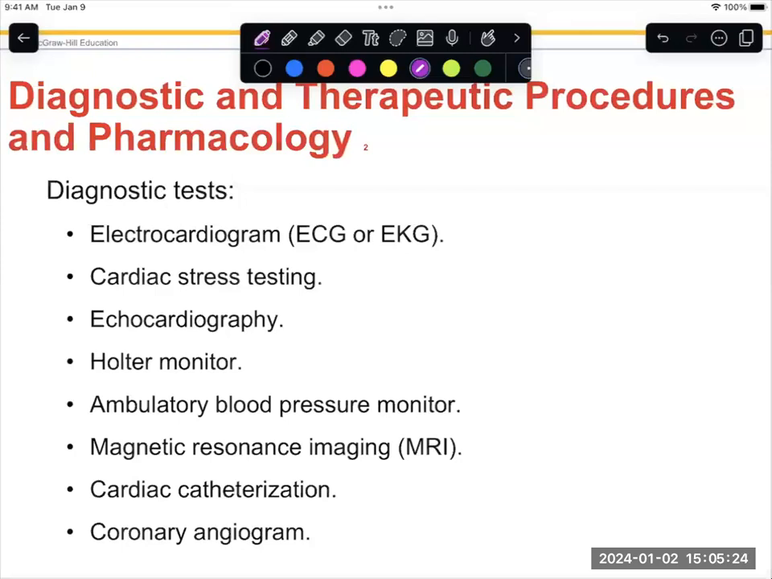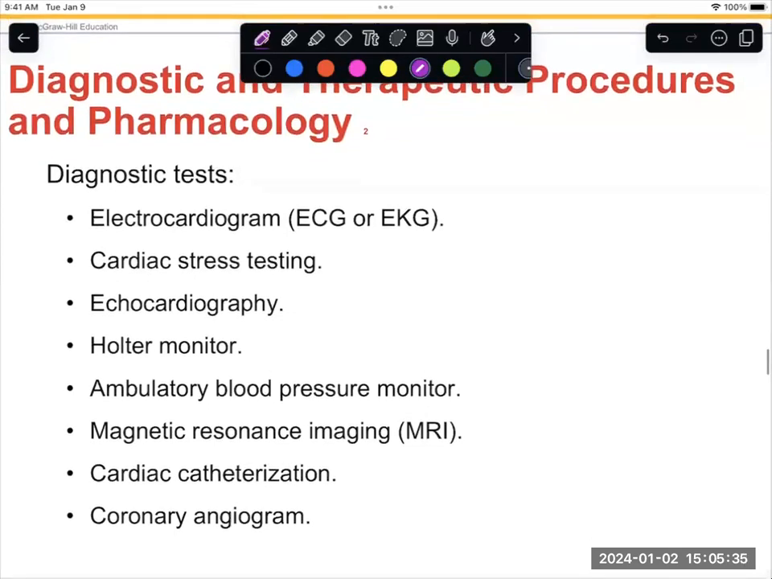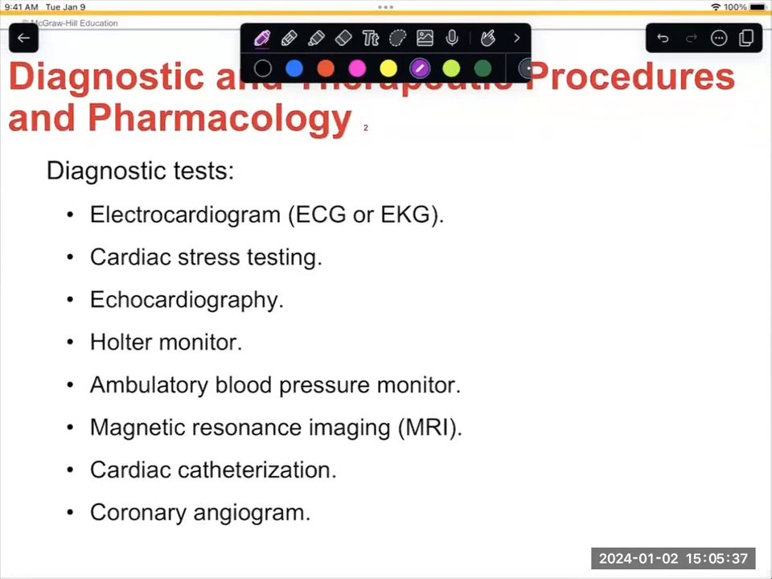A thin tube is threaded into the heart under X-ray guidance and is inserted into a vein or an artery. And then we have a coronary angiogram. This uses contrast dyes that are injected during cardiac catheterization to identify coronary artery blockages.